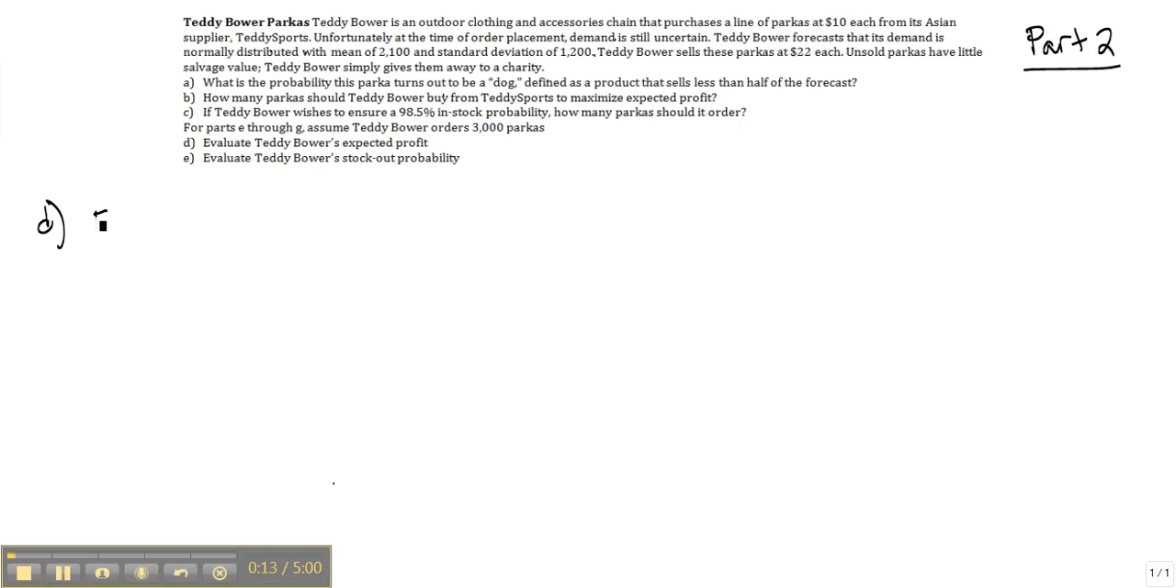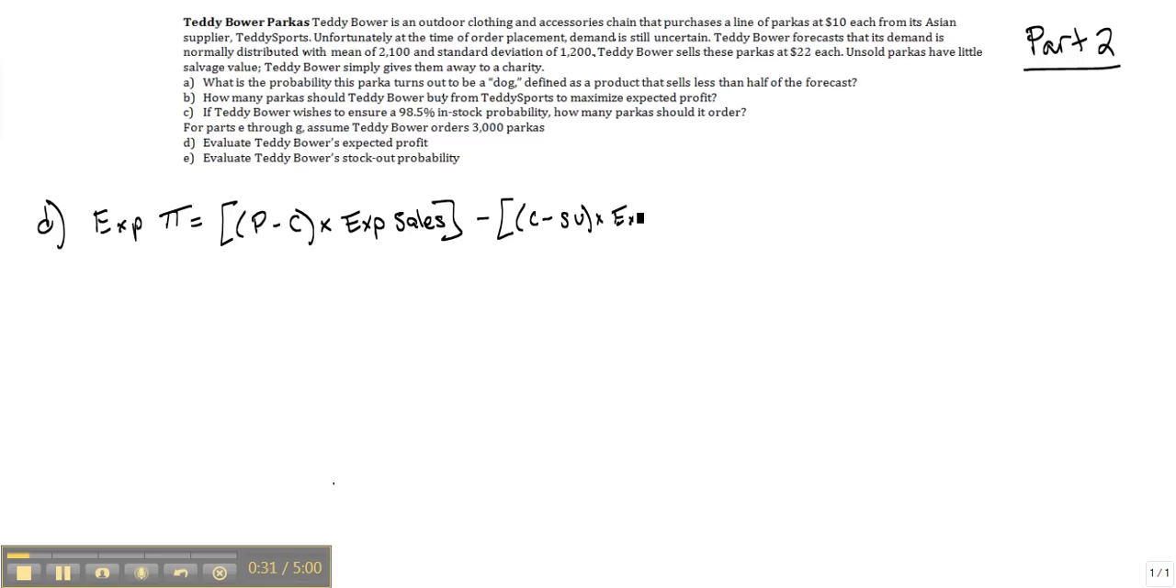The expected profit formula is price minus cost times the expected sales, minus the cost minus the salvage value times the expected leftover inventory. In other words, it's basically the profit for the sold parkas minus the overage cost for the leftover parkas.